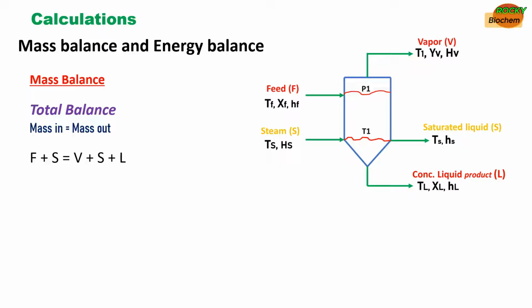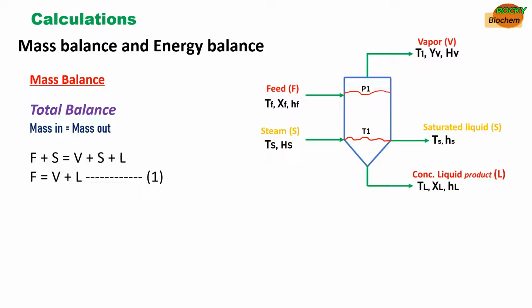From here, we can see that F and S are pointing towards the chamber. So F and S should be found on one side of the equal sign. And all the other arrows, that is the vapor, the saturated liquid, and the concentrated liquid product that are exiting, should be found on the other side of the equal sign. That is why F plus S is equal to V plus S plus L. We have S on both sides of the equal sign, so S will cancel, and we get F is equal to V plus L. This becomes our equation 1, and this is our total balance equation.